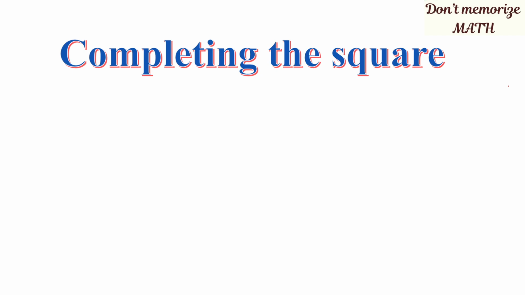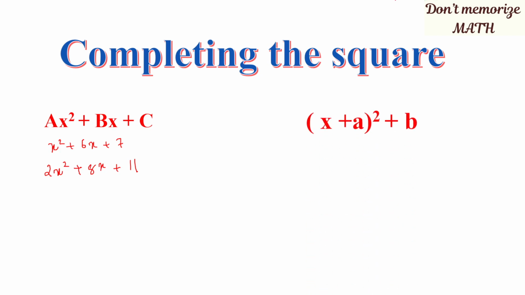Okay, so I will just explain what we mean by completing the square. Any quadratic expression like x square plus 6x plus 7, or 2x square plus 8x plus 11. I am just writing some expressions. So like that, any quadratic expression, if you are changing it to this format, x plus a whole square plus b, this format is called the completing the square method.